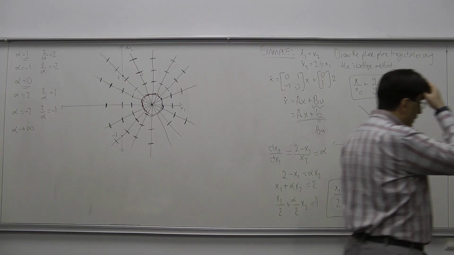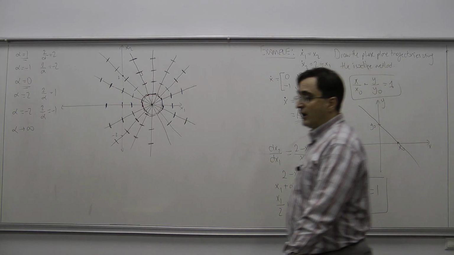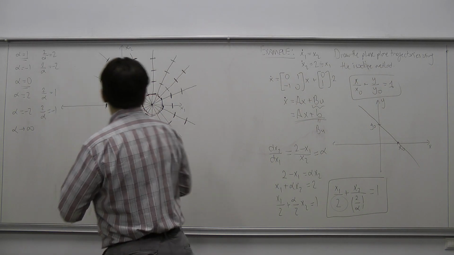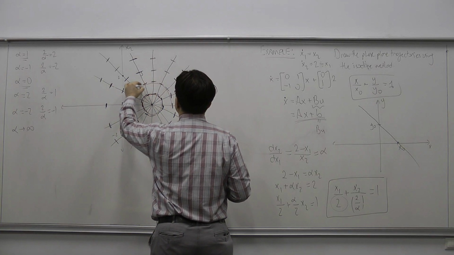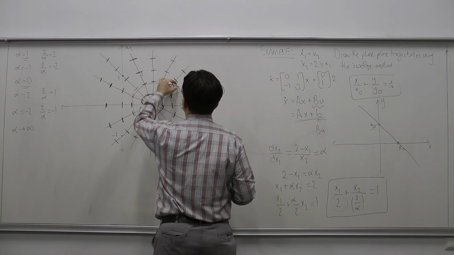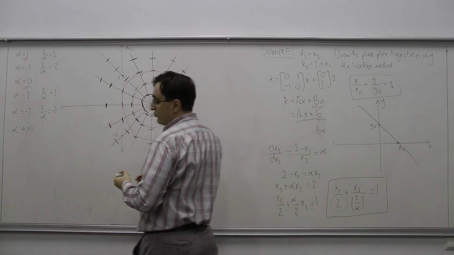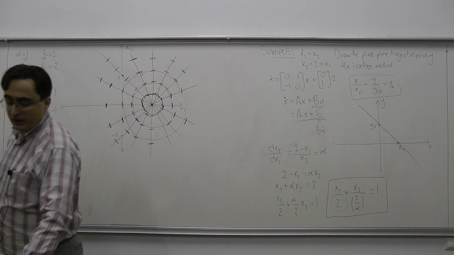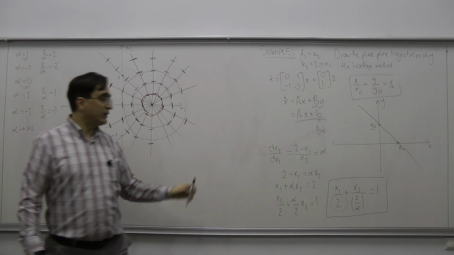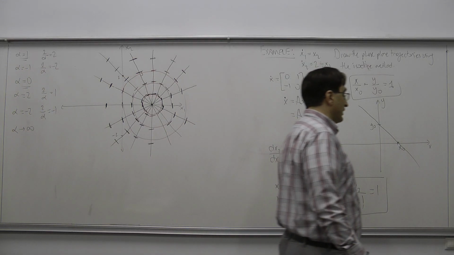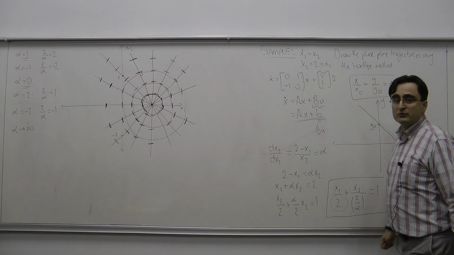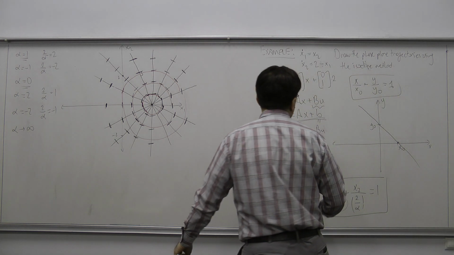So here, how should I choose the directions? I still didn't choose the directions. I don't know if the system travels on these circles in the clockwise direction or in the counterclockwise direction. So how should I choose it?